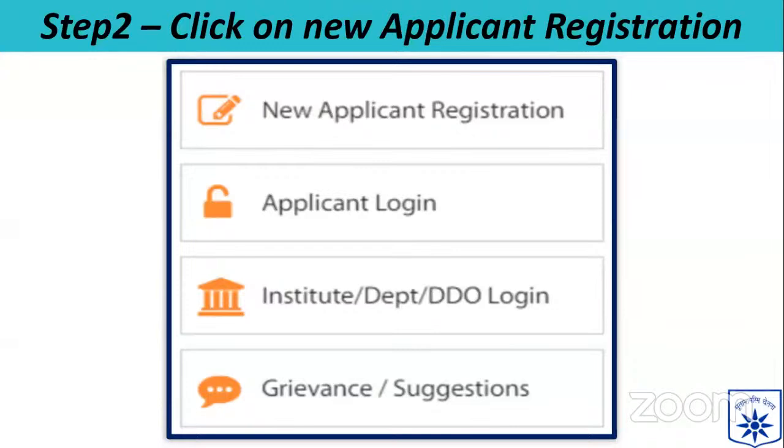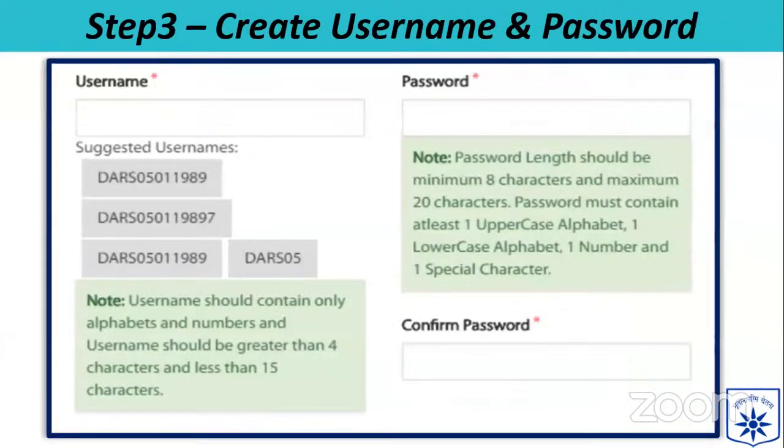Now suppose you already have your username and password. Already last year you filled the form and you have your username and password. Then you have to go to the second option, that is applicant login. So if you are creating a username and password for the first time, click on the first option. If you already have your username and password, you have to click on the second option. So that was step number 2. Now let us see step number 3.